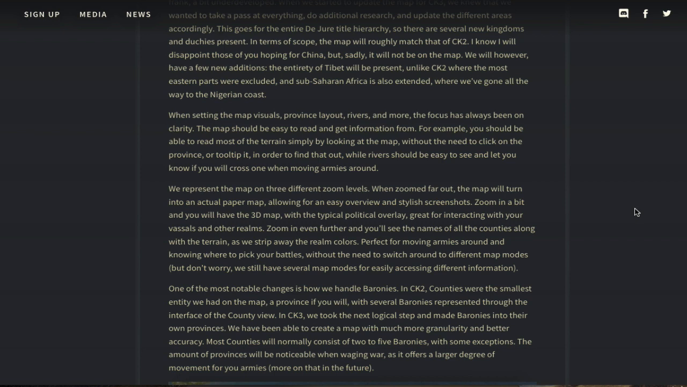Zoom in a bit and you will have the 3D map with the typical political overlay. Great for interacting with your vassals and other realms. Zoom in even further and you'll see the names of all the counties along the terrain, as we strip away the realm colors, perfect for moving armies around and knowing where to pick your battles, without the need to switch around to different map modes. But don't worry, we will still have several map modes for easy accessing different information.